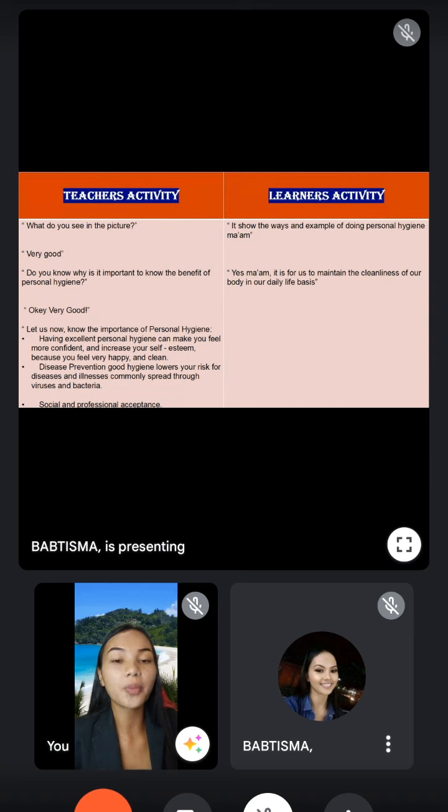So first and foremost, having excellent personal hygiene can make you feel more confident and increase your self-esteem because you feel very happy and clean. Second, disease prevention. Good hygiene lowers your risk for disease and illness commonly spread through viruses and bacteria. Next is social and personal acceptance.